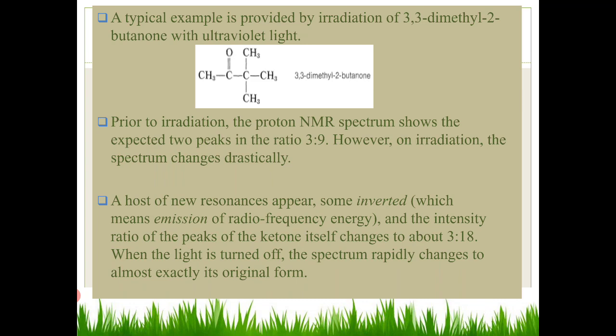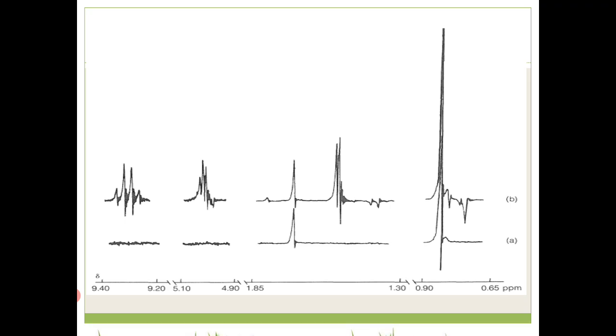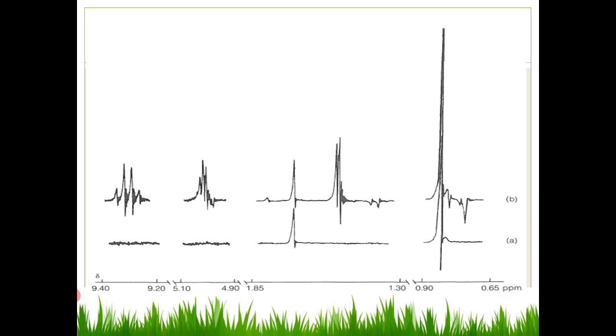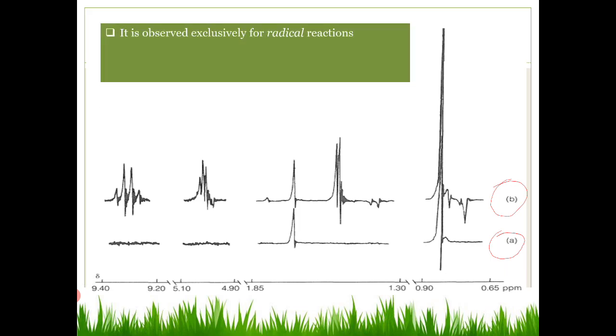When the light is turned off, what is going to happen? The spectrum rapidly changes to almost its original form. So you can understand from this spectra. The A part represents the initial spectrum. B part represents the second spectrum once it is irradiated. So this is the example for the CIDNP spectra.